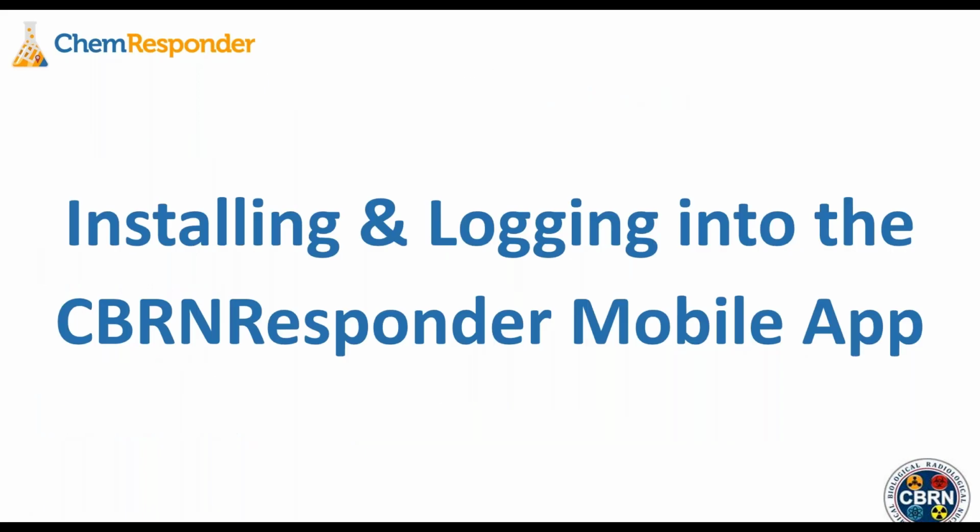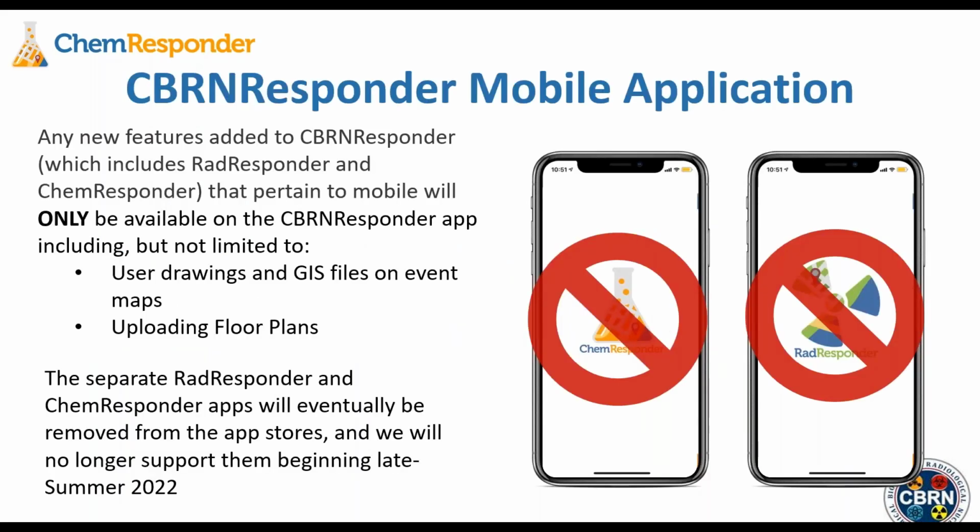The CBRNResponder mobile app, you will, if you have not already, need to install this version. So this may be a reminder for some of you, but if you have not utilized the new mobile app, any new features that are added to the CBRNResponder mobile app are only going to be available on the CBRN app. So you will not be able to see some of these features such as user drawings, GIS files on event maps, uploading floor plans. These are not features that you'll be able to do on the individual ChemResponder or RadResponder apps.